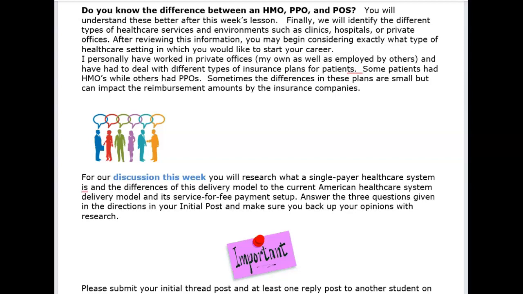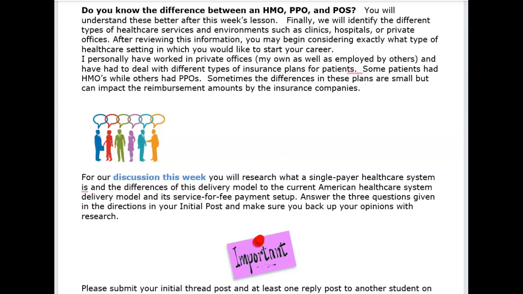And then finally, we will identify the different types of healthcare service and environments that individuals can work in, such as the clinics and hospitals or private offices. Once you review this information, you may begin considering exactly what type of healthcare setting you would like to work in when you're in your career.